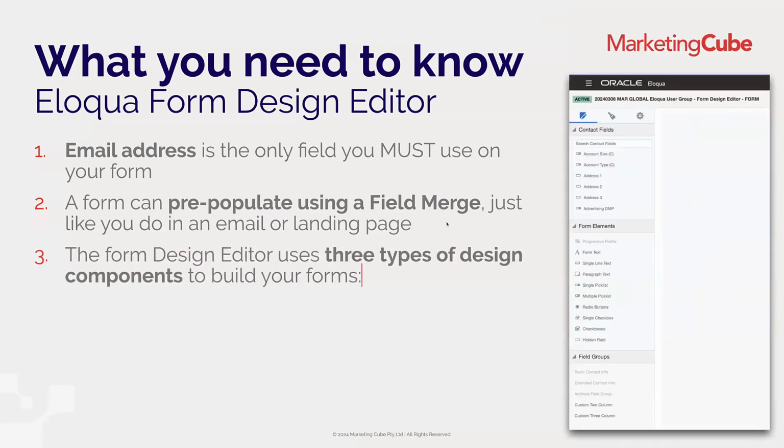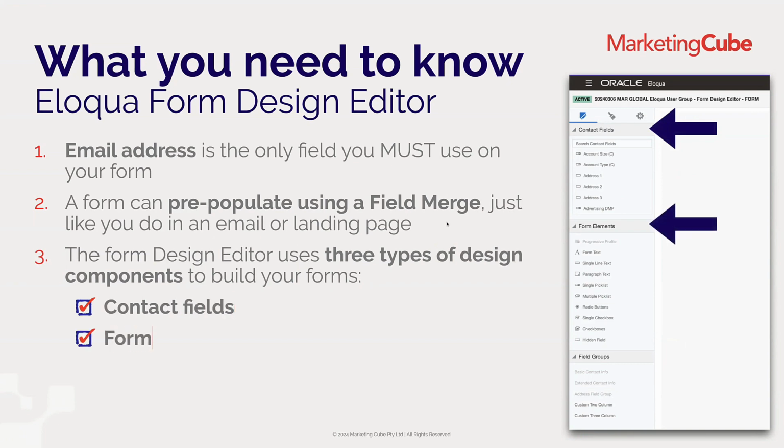Three, the design editor is basically broken down into three pieces. There's the contact fields that you can access, there's all of the form elements, and finally, field groups. Field groups are really just designed to be a bit of a shortcut for you and to enable you to play around a little from a design point of view. Maybe you want to put two columns or three columns into a form. That's where you would design that, here in the design portion.